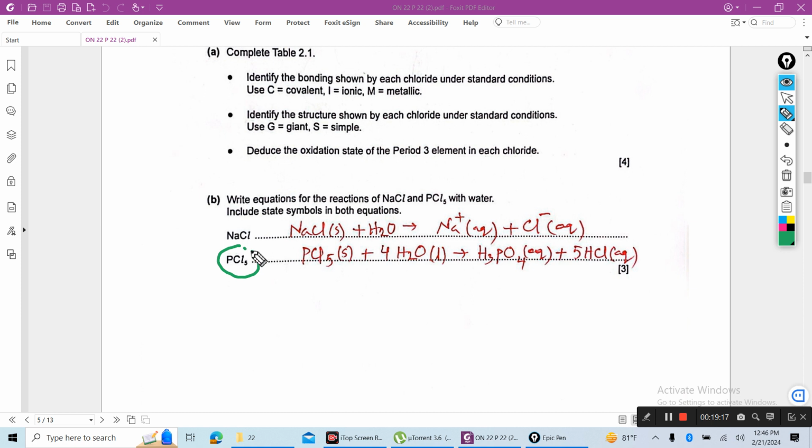Phosphorus pentachloride is a simple covalent molecule, so it hydrolyzes. Phosphorus pentachloride is a white solid; it reacts with water to form phosphoric acid aqueous and hydrochloric acid aqueous. This phosphorus pentachloride is hydrolyzed in water to produce two acids, one is phosphoric acid and the other is hydrochloric acid.